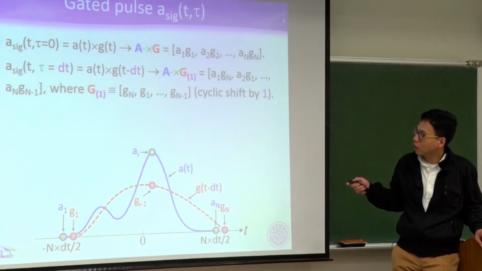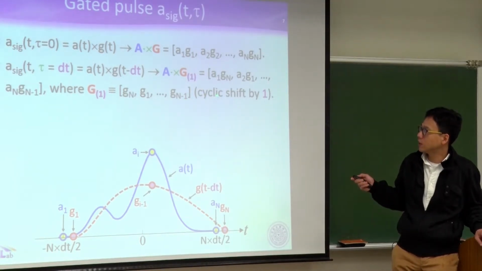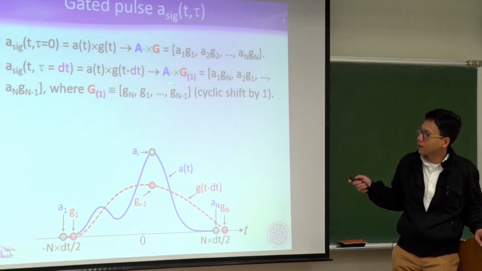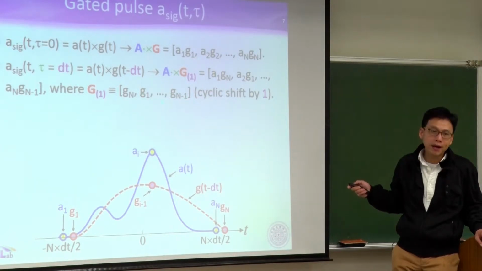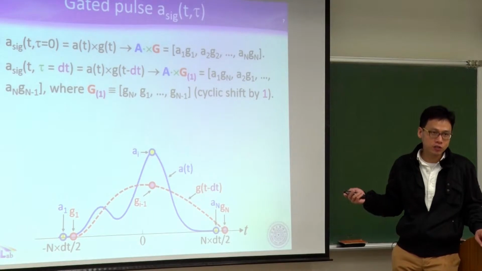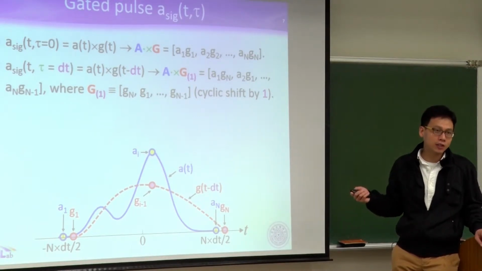Gn, G1 all the way to Gn minus 1. So this is the cyclic shift by 1 unit. It is still a 1 by n row vector. The number of elements does not change, still n elements. But the order is slightly changed.